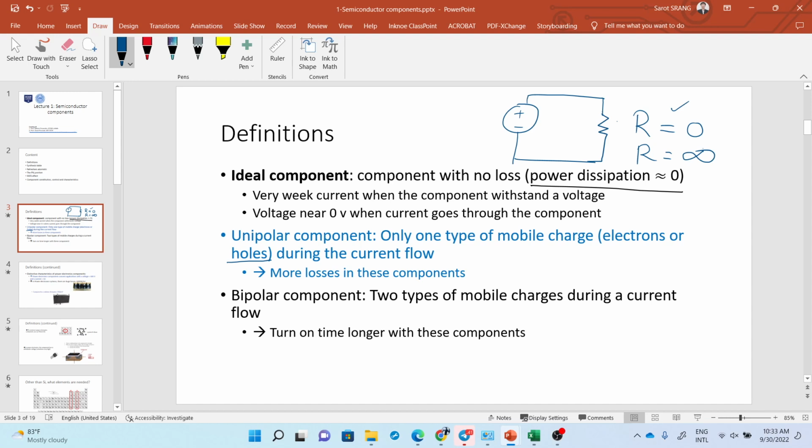Another one is bipolar components. Here it states that there are two types of mobile charge during current flow, which means the flow of holes or the flow of electrons.